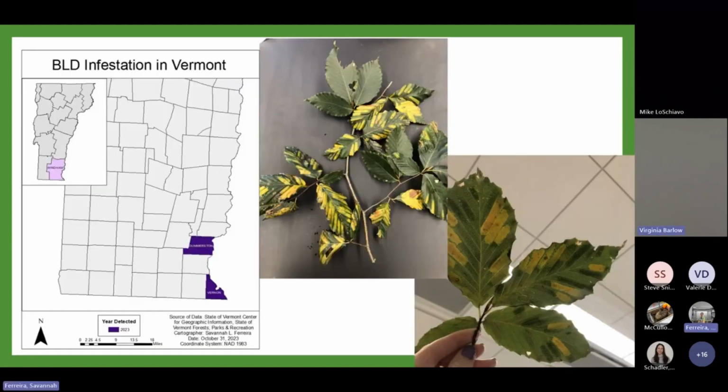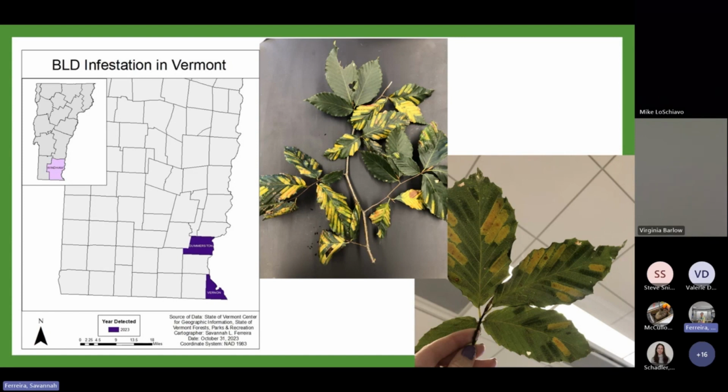So in Vermont, we've had 2 detections in Windham County. The reports came from public observations using VT Invasives and contacting our forest health team directly. Here are a few samples from the site in Vernon. Unfortunately, these symptoms are pretty severe. I'd call this a heavy infestation, which may indicate that this was a several year infestation.